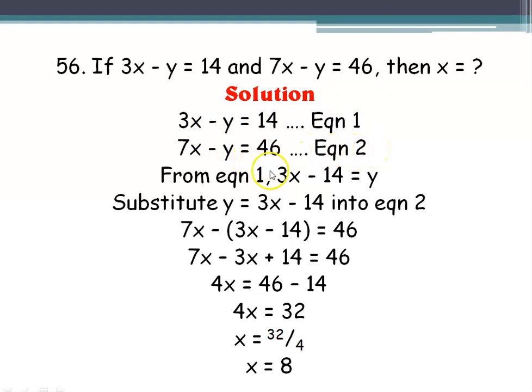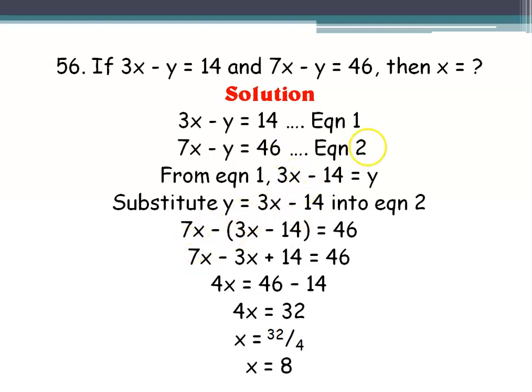So for my equation 1 now, I'm going to make y the subject of formula. I'll just bring my y here, minus y here, it becomes plus y. And then 14 will come to this side, it becomes minus 14. So 3x minus 14 is equals to y. Now that I know that y is 3x minus 14, I can substitute it into equation 2. So anywhere I see y, I'm writing 3x minus 14 in place of y.